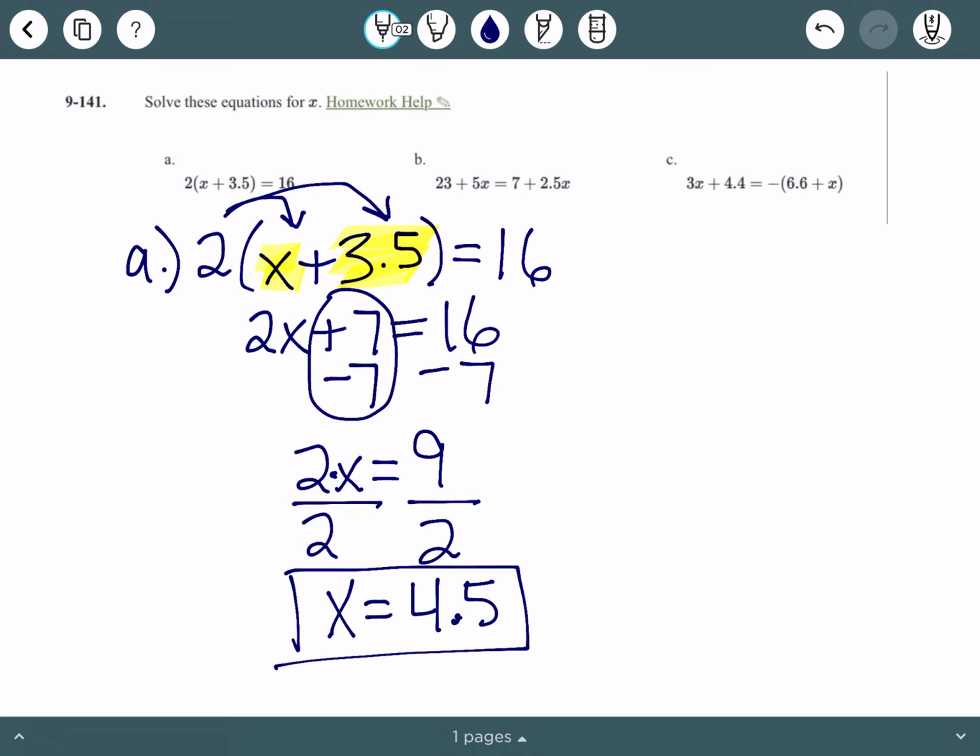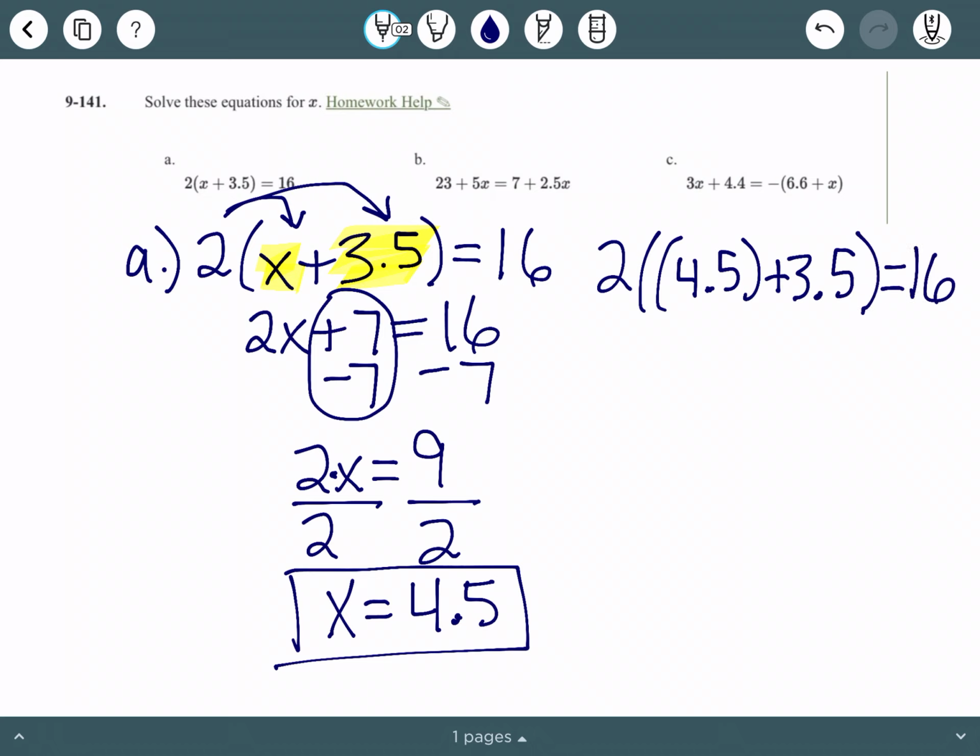Now, on this question in particular, it does not say to check your answer. However, you could check your answer if you wanted to. And if you're somebody who likes to do that, I am one of those people, it would look like this. So remember, even though we have a parenthesis next to our x, we still need to put our solution in parentheses. Otherwise, it might not work. So this is what our check should look like.